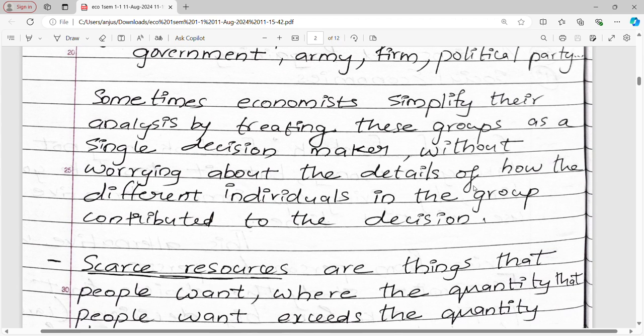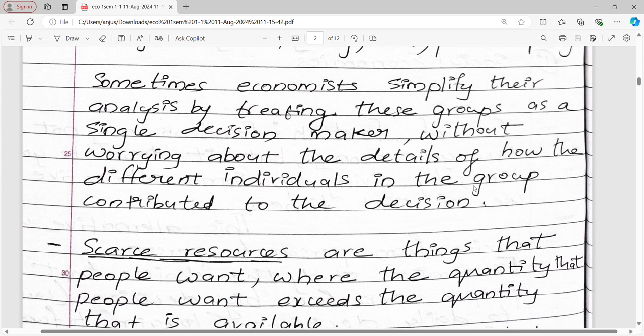Sometimes economists simplify their analysis by treating these groups as a single decision maker, a government, a political party and all. There are numerous people, numerous economic agents within that particular political party or government, but in order to simplify the analysis, those are treated as a group, as a single decision maker, without worrying about the details of how the different individuals in the group contributed to the decision.